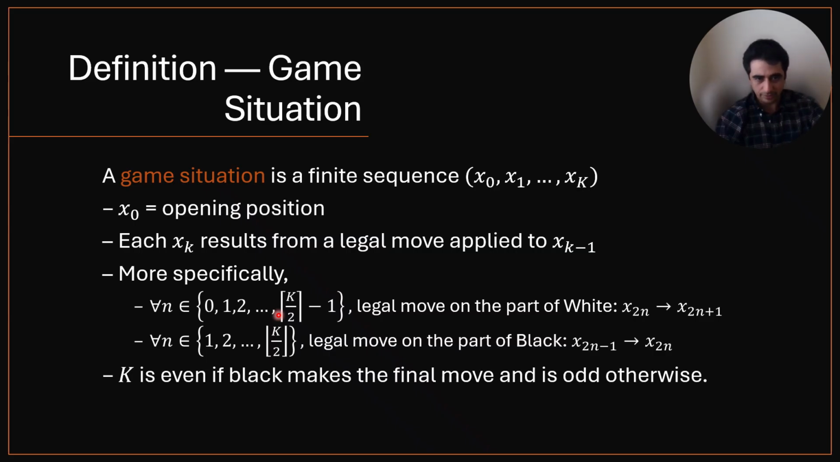So, long story short, this is the definition of a game situation, which shows you the history of all the positions of pieces on boards. And if the capital K is even, that basically means black makes the final move. And if it's odd, that means white makes the final move. Because if you end with x1, for example, that means only white has moved once. But if you end at index 2, if capital K is 2, that means black made the last move, because x0 to x1 happens because of a white move, and x1 to x2 happens because of a black move. And that's how it works.